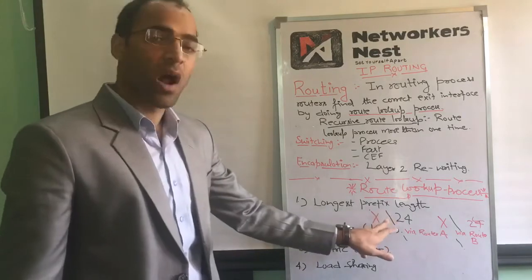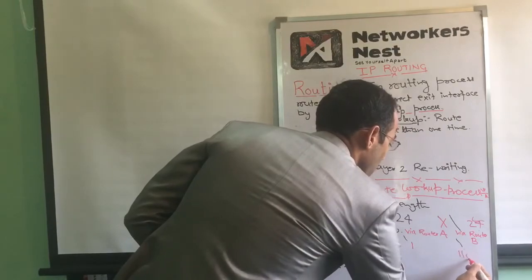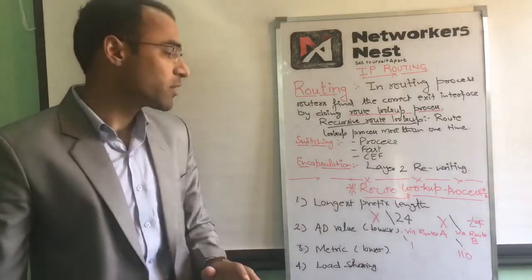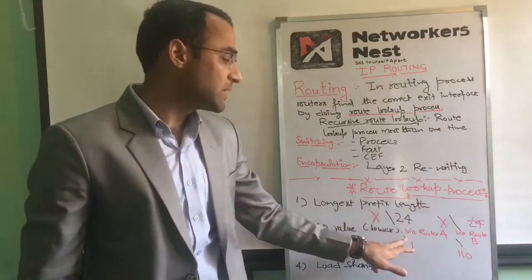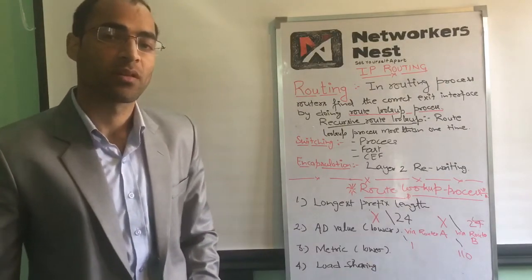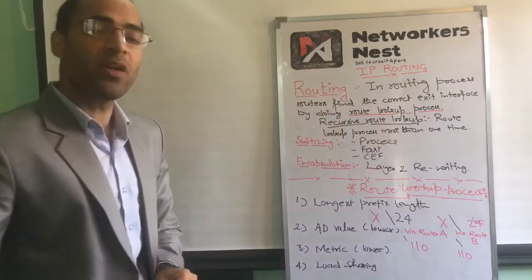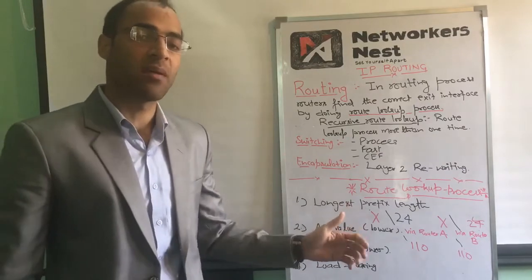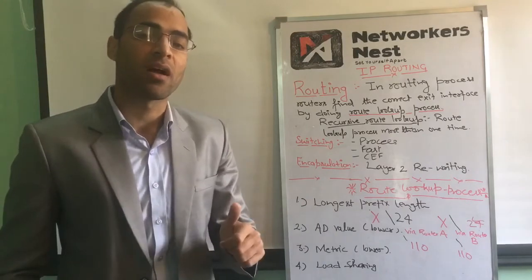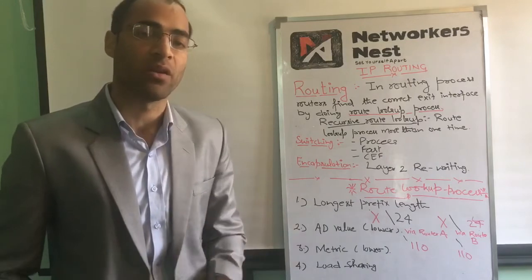Suppose the X route learned by router A has an AD value of 1, and by router B has the AD value of OSPF, that is 110. Then it will take the path by router A because this route is learned with the AD value of 1, that is the lower AD value. In case the prefix length is the same and the AD value is also the same, then the third criteria is metric value.